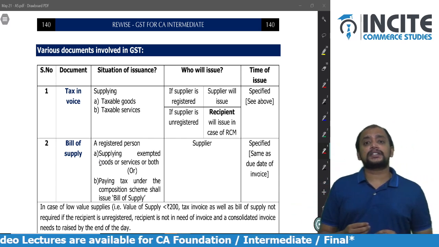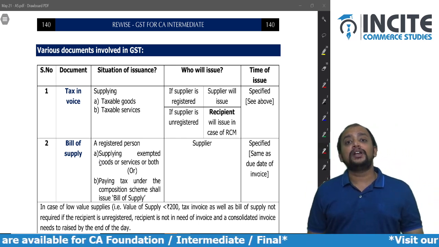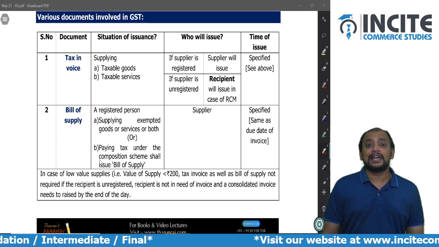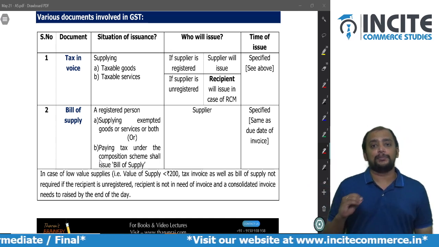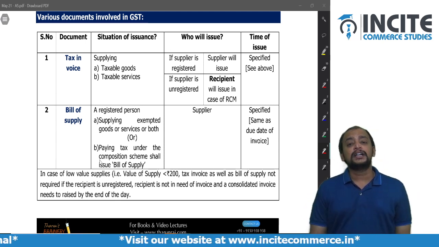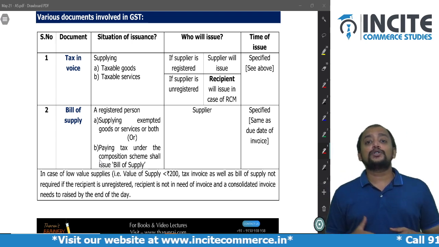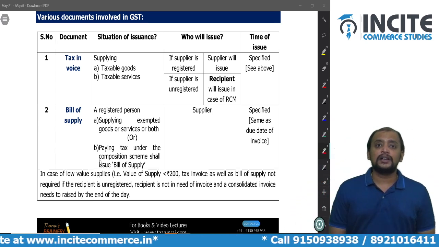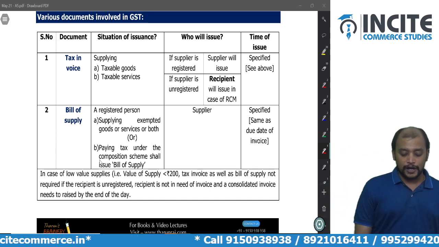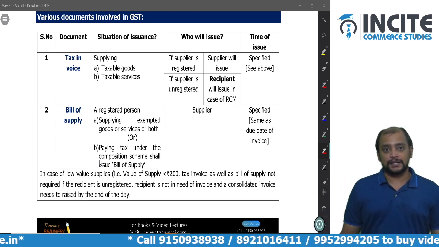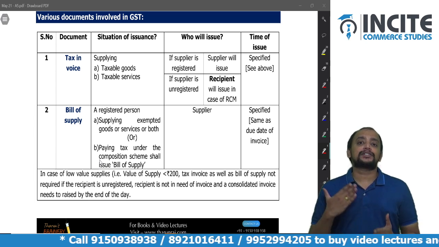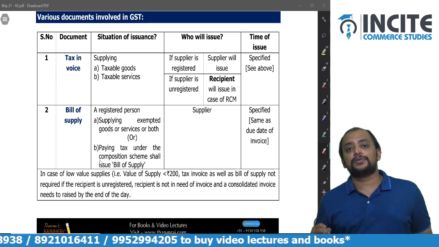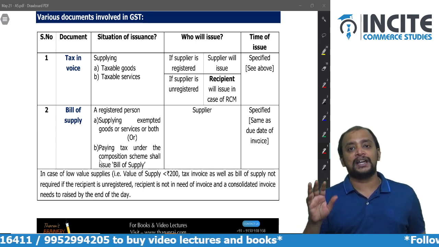Suppose the registered person is making exempted supplies, then in that case a bill of supply shall be issued. Whenever the registered person is making exempted supplies, what is the name of the document? Bill of supply. Bill of supply is the document that will be given by the supplier to the recipient. And what is the time limit? Same time limit. Even a person who is opting for the composition scheme is also required to give a bill of supply. So a person who is making supply of exempted goods or services or paying tax under the composition scheme shall give a bill of supply. A person opting for the composition scheme cannot charge GST to the recipient, due to that reason they will be giving a bill of supply rather than a tax invoice.